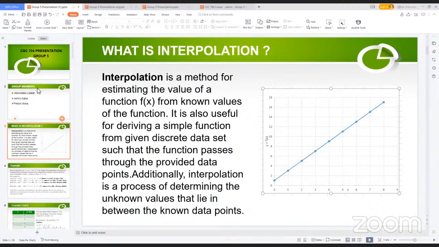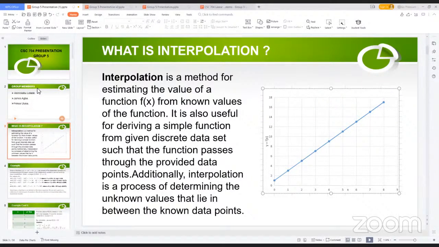So what is interpolation? Interpolation is a method for estimating the value of a function from known values of the function. It is also used for deriving a simple function from given discrete data sets, such that the function passes through the provided data points. Also, we can say interpolation is a process for determining unknown values that lie between known data points. So what do I mean from this definition?